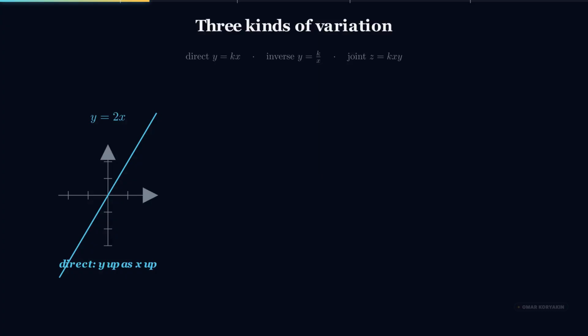Direct variation. Pick k equals 2, so the equation is y equals 2x. The graph is a straight line through the origin with slope 2. As x grows, y grows by exactly twice as much. Doubling x doubles y, tripling x triples y.